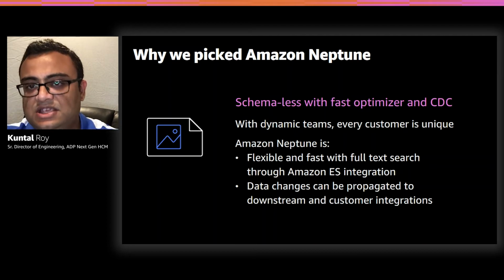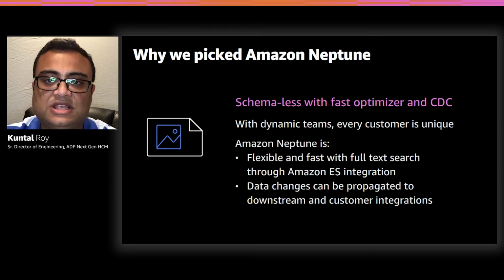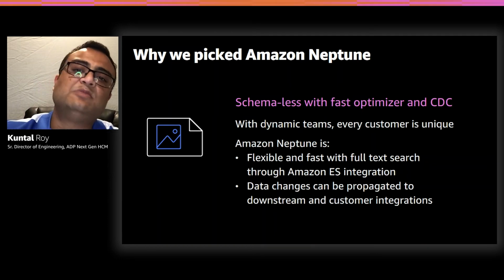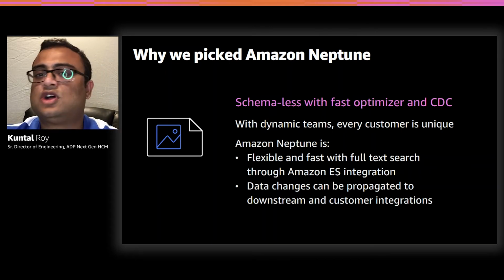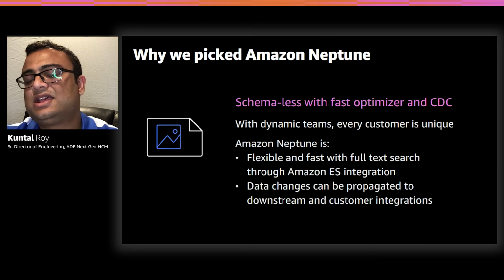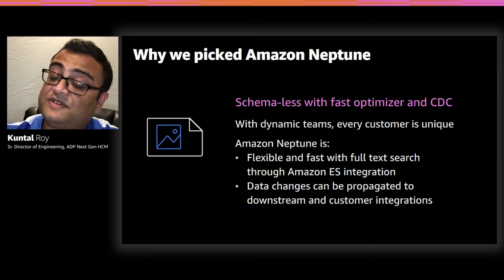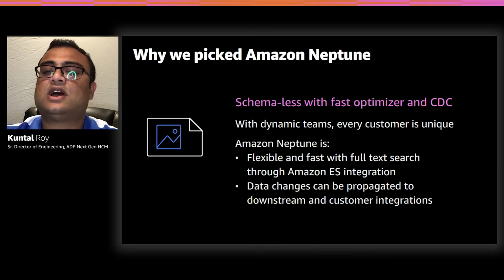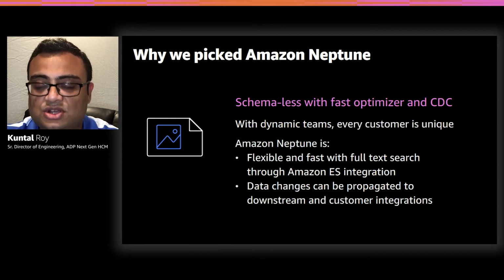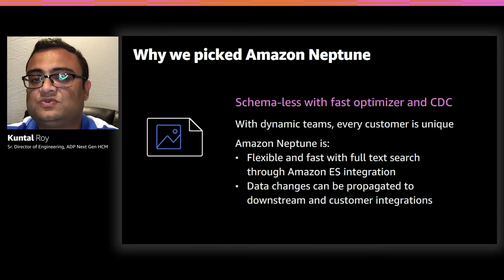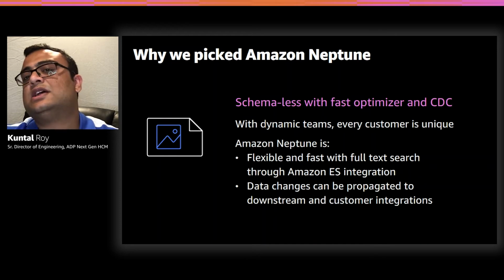Not only that, every customer is unique, right? Their schema is unique, their data model is unique, and that's where Neptune's schema-less architecture comes in very, very useful. You do not need to have a predefined schema. You model it as it exists today, and it has its own very fast optimizer, and you have the integration with Amazon's Elasticsearch, which gives you full text query abilities as well.